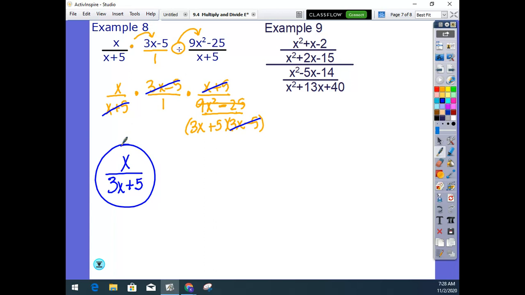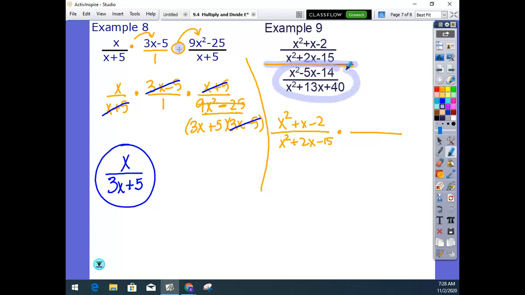Now, example 9. What does a fraction bar mean? It's really just a divide sign, isn't it? So what we're going to do is change this divide sign into a multiply. So I'm going to keep my top the same. I'm going to change my divide into multiply by the reciprocal of the bottom.